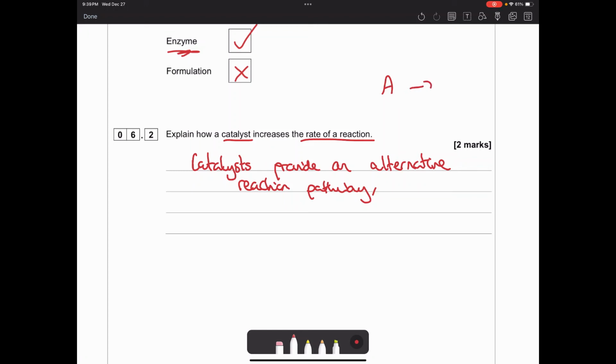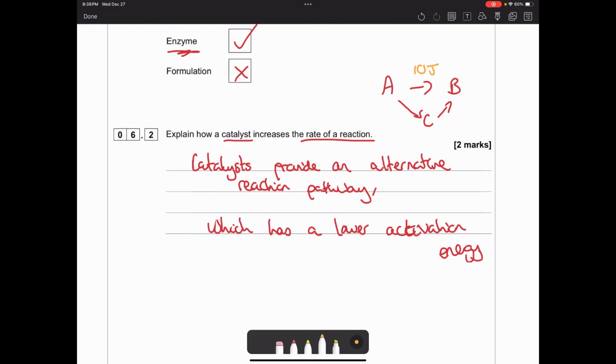Okay, so instead of just going from A to B, that might need a certain amount of energy. It could go A, C to B, which would then need less energy. And that is our second part, which has a lower activation energy. So instead of just going A to B, that might need 10 joules of energy. You might go from AC to B, that might only need 4 joules of energy. So therefore the alternative reaction pathway needs less energy, and therefore the particles are more likely to have enough energy to then do those collisions, successful collisions, and therefore the rate increases.